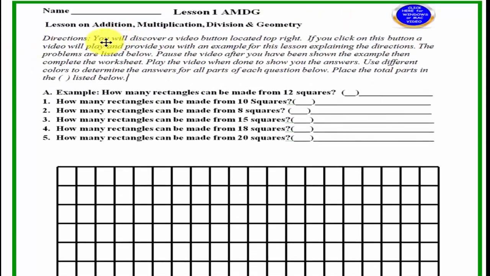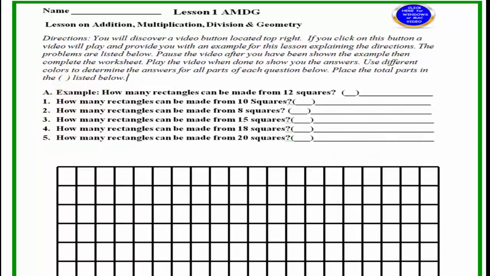Now, here are your directions. You will discover a video button located in the top right. If you click on this button, a video will play and provide you with an example for this lesson, explaining the directions. The problems are listed below. Pause the video after you've been shown the example, then complete the worksheet. Play the video when you're done to show you the answers. Use different colors to determine the answers for all parts of each question below, and place the total parts in the parentheses listed below. So you'll notice that we have an example and 5 problems.